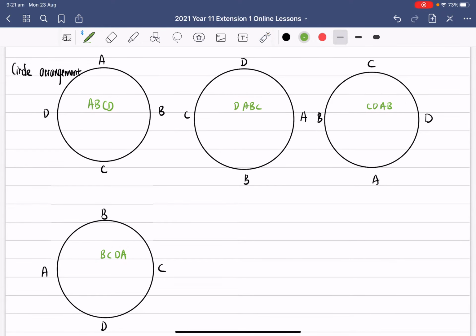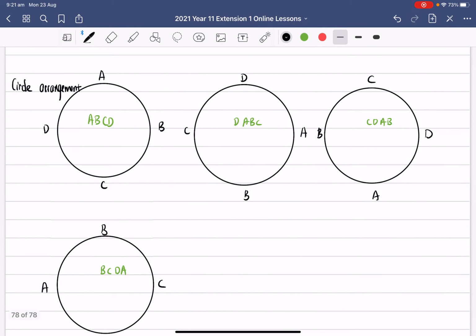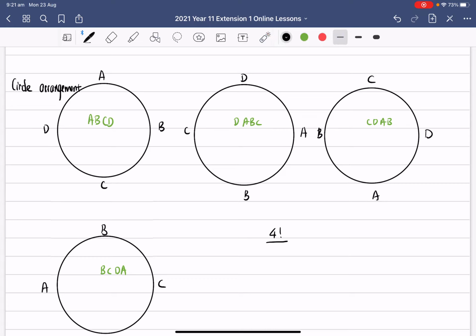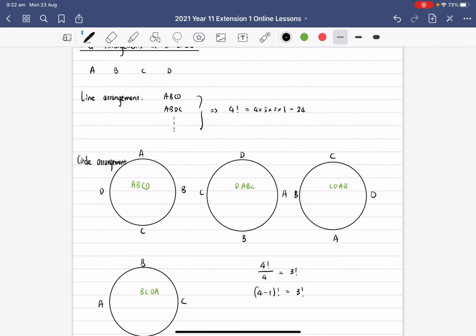Therefore, for circle arrangement, the final answer will be 4 factorial, but we need to divide it by 4, because for each arrangement you've got 4 of them that are the same when arranged in a circle. So that's 4 factorial divided by 4, which is equal to 3 factorial. Or you can also use another formula, which is n minus 1 factorial, because 4 minus 1 is 3 factorial. I'll talk about this formula in a minute. So you can just use 4 minus 1 factorial, and that gives you 3 factorial.